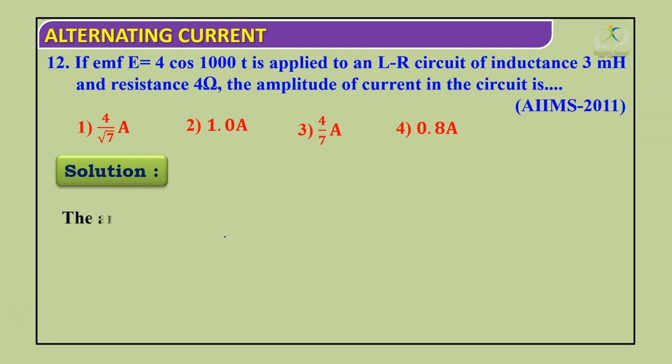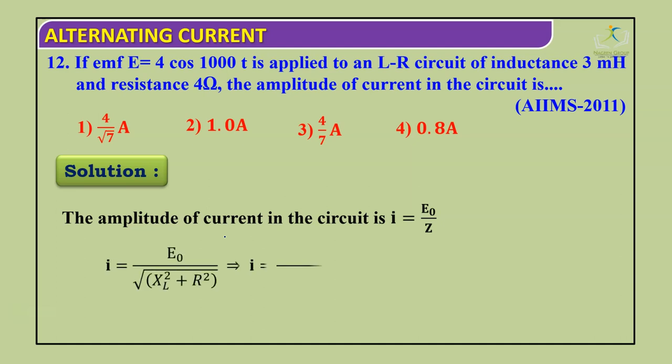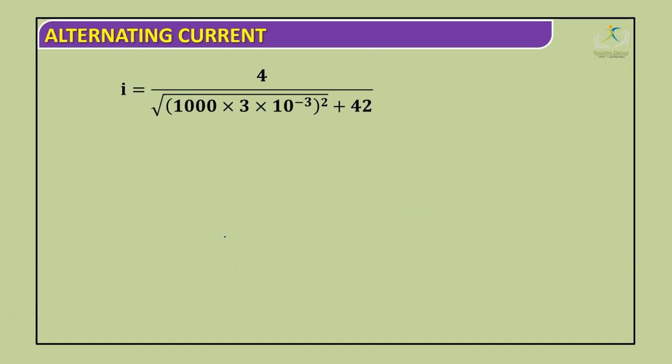The solution of this question: the amplitude of the current in the circuit is I equal to E naught by Z, or I equal to E naught by under root XL square plus R square. For that scenario, we can calculate the value of I, which is equal to 4 by under root omega L square plus R square. According to that, the fourth option is the correct option after putting in the values, as we can see over there. So this is 0.8 ampere. I hope you understand.